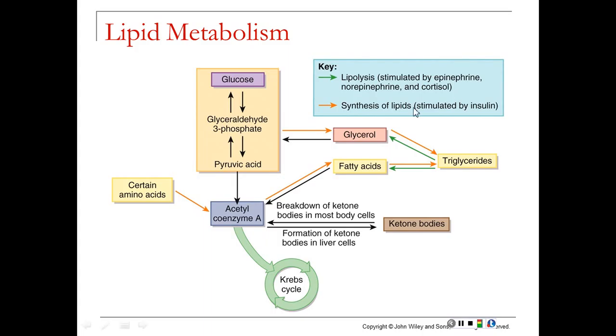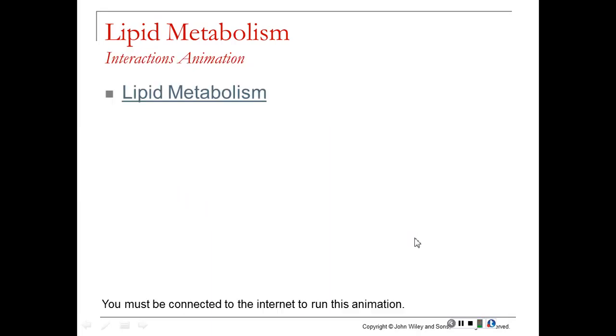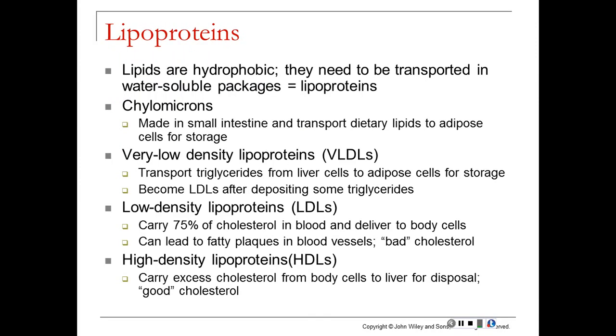The breakdown of acetyl-CoA can yield ketone bodies. So in other words, with the breakdown of fatty acids, it's going to yield lots and lots of acetyl-CoA. Too much acetyl-CoA is going to form these structures called ketone bodies in the liver, and that can be harmful to your body cells. This animation here goes through lipid metabolism.